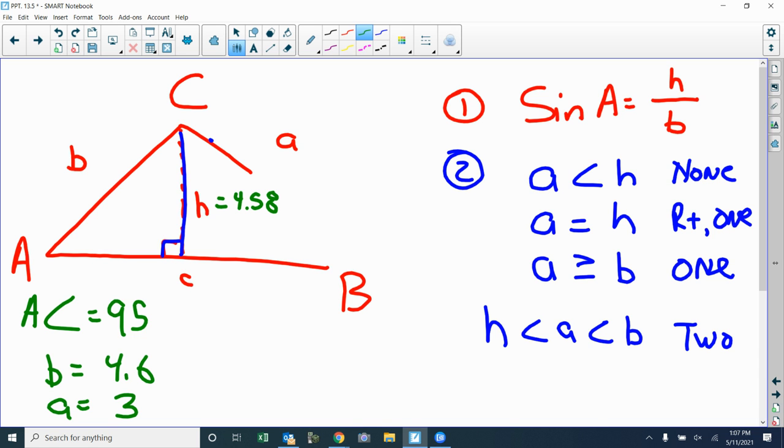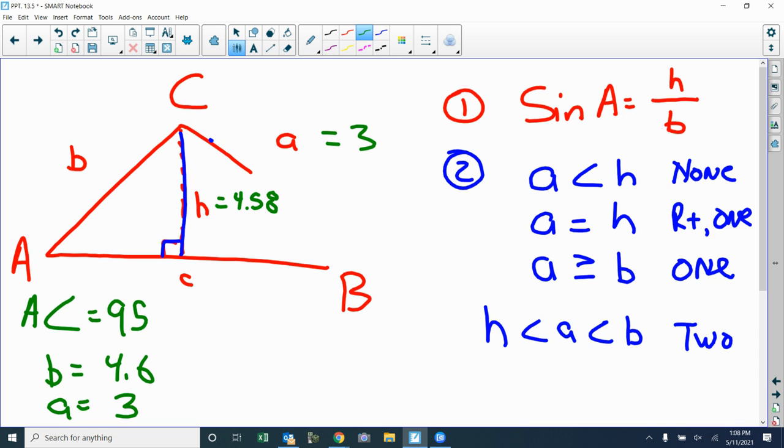Is anybody else generating that? Is that right? 4.58. Sine of 95 times, oh wait, sine of 95 times B. Did I say times 3? Okay, times 4. Is that 4? Is that right? Yeah. Okay. All right, so what do we got? Is A, what is A? A is 3. Is the height, which is 4.8, is it greater than A, 3?